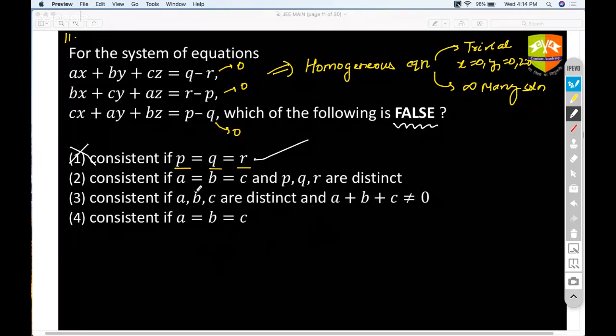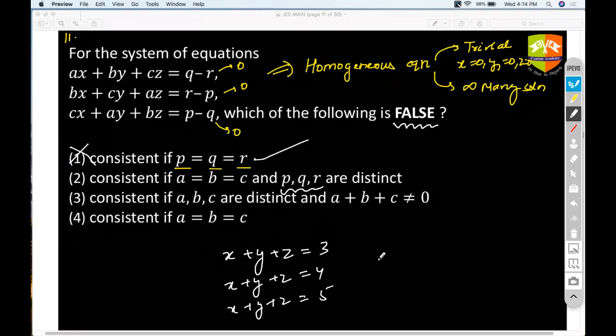But if you look at option number 2, if you make your A, B, C equal and your P, Q, R are distinct, then what will happen? Let's say I take A, B, C all equal to 1. In one case I will get something like this, in another case something like this, and in another case something like this. Now, unless P minus Q is equal to R minus P is equal to P minus R, only in that case will they represent the same equation, else they would represent parallel planes.